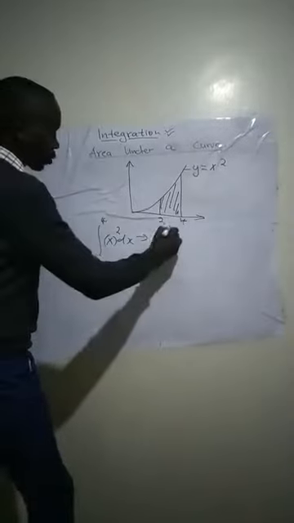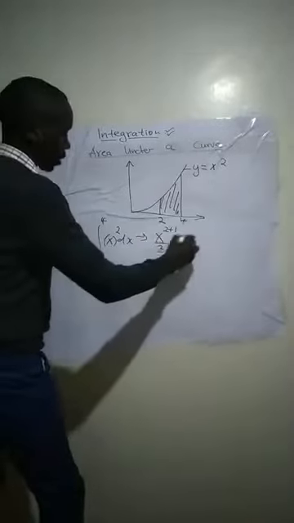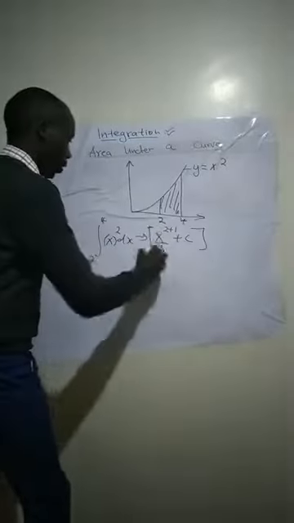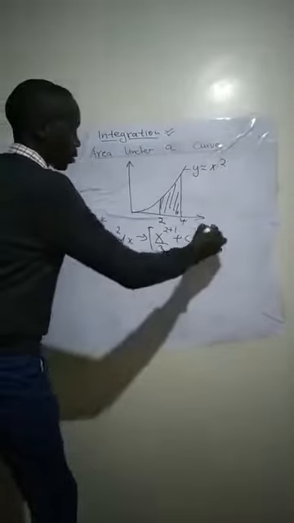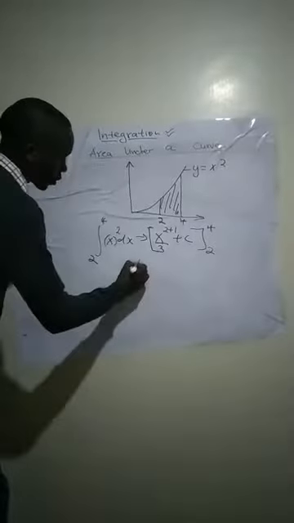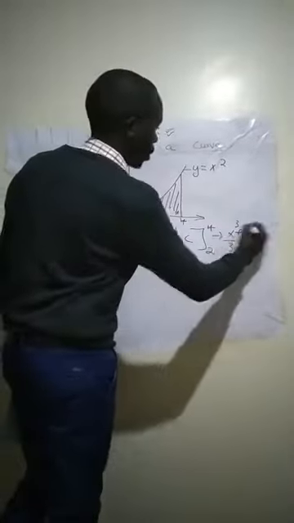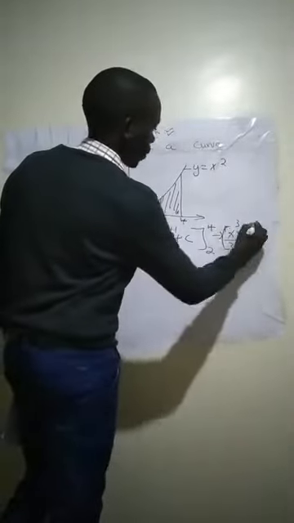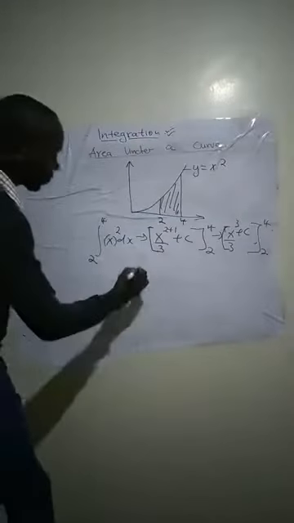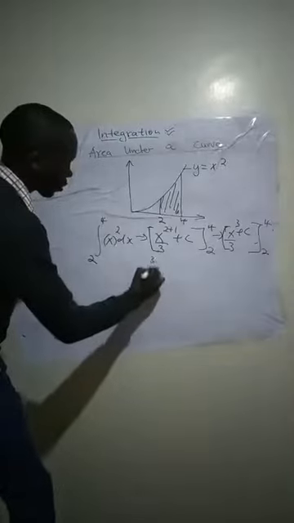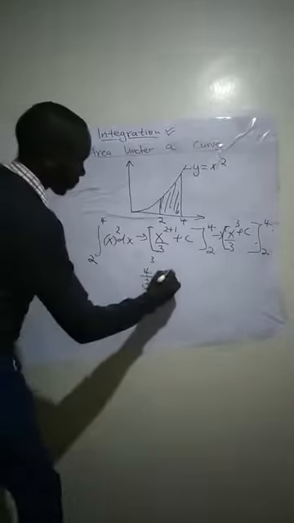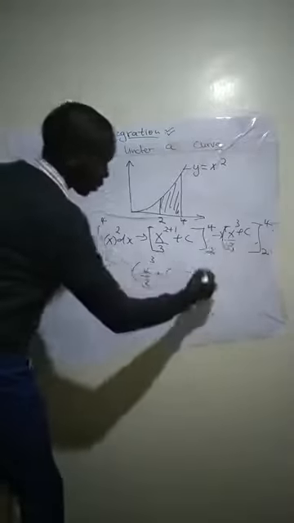So we have x to the power 2 plus 1 over the result 3 plus a constant c. In this case, the lower limit we've been told is 2, the upper limit is 4. So it's as simple as the case of definite integrals. We have x cubed over 3 plus c, lower limit 2, upper limit 4. The next step is to replace. So we have 4 cubed over 3 plus c minus lower limit 2 cubed over 3 plus c.